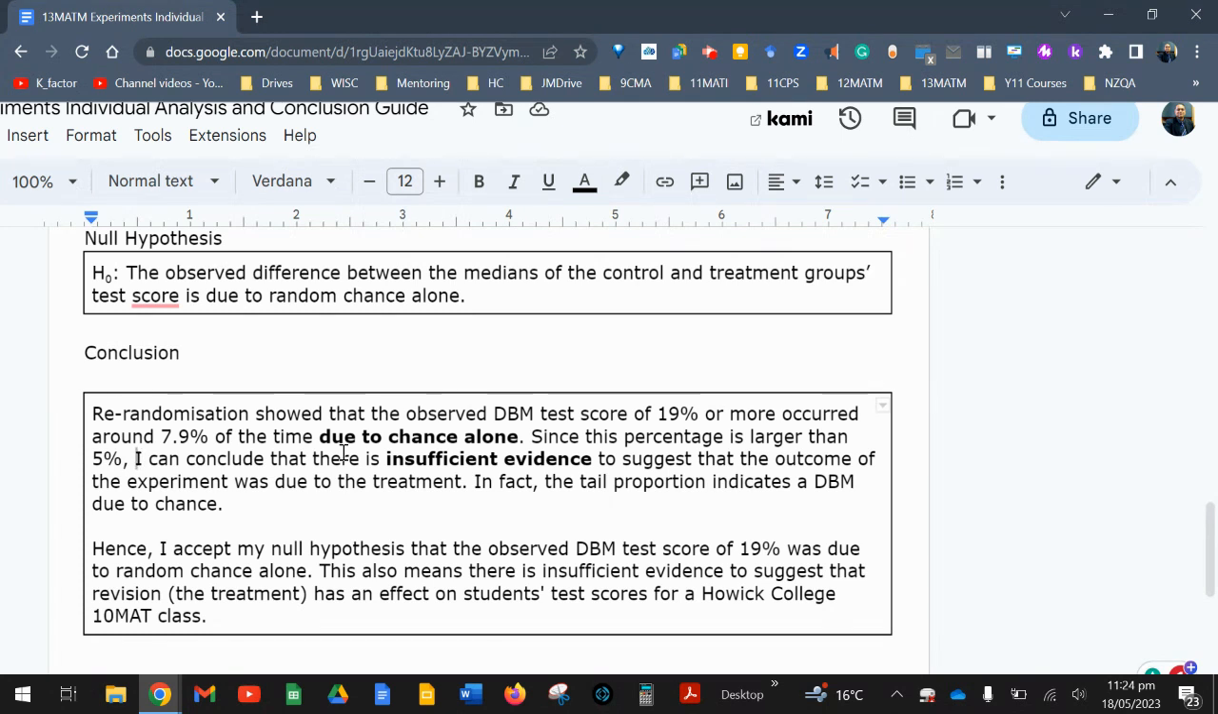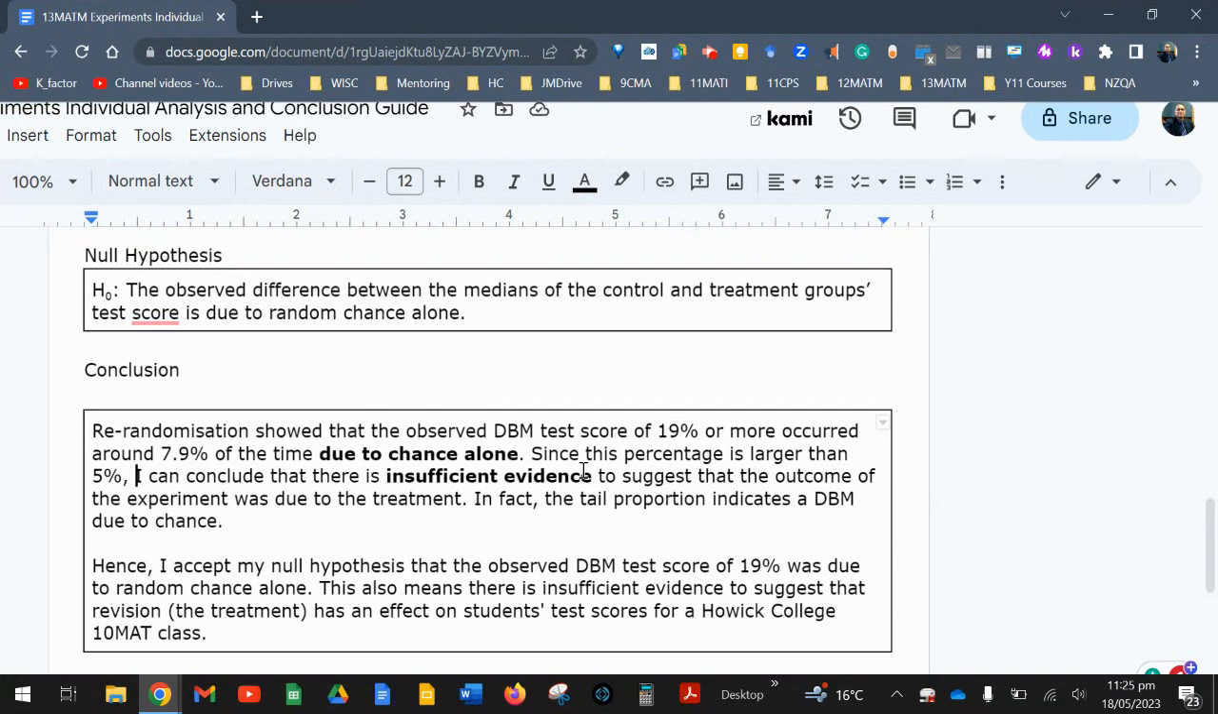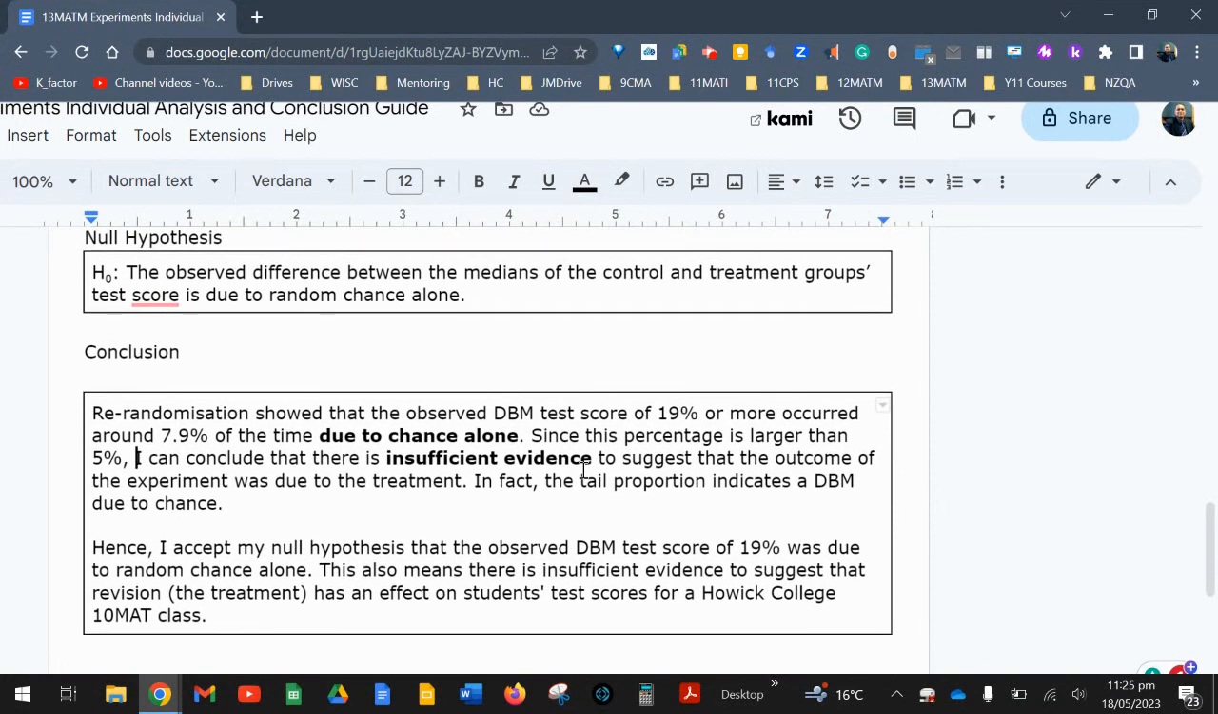Let's just say, for example, if I had a number such as 2.9%, then of course you will reject the null hypothesis in this case. If it was, say, 2.9% because it's less than 5%, but you can't be fully confident, all you got to do is say you've got some statistical evidence to suggest that the treatment is having an effect. Of course, this is a small scale experiment.